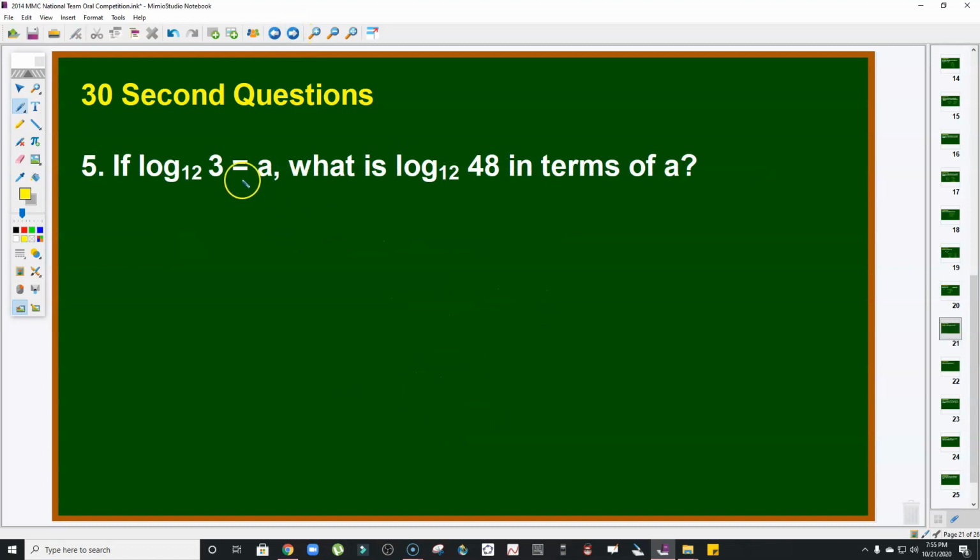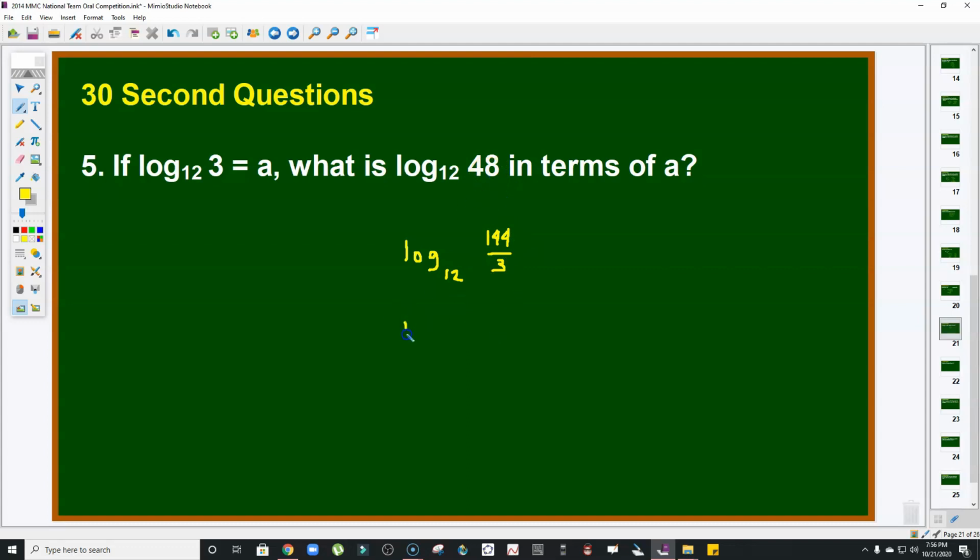If logarithm of 3 to the base 12 equals a, what is logarithm of 48 to the base 12 in terms of a? Okay. Now, one thing that you must realize here is that logarithm of 48 to the base 12 can be written as logarithm of 144 over 3 to the base 12, right? Since 144 over 3 is 48.